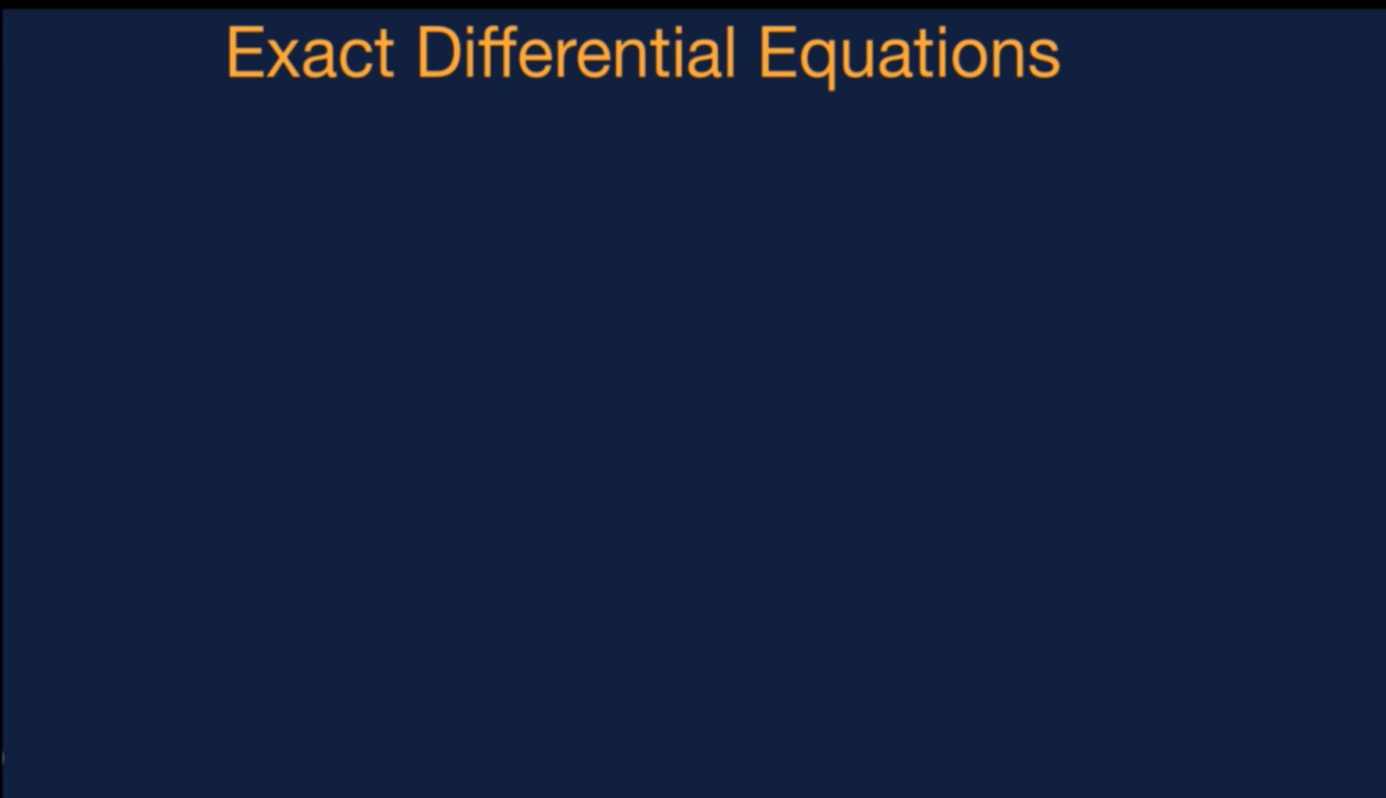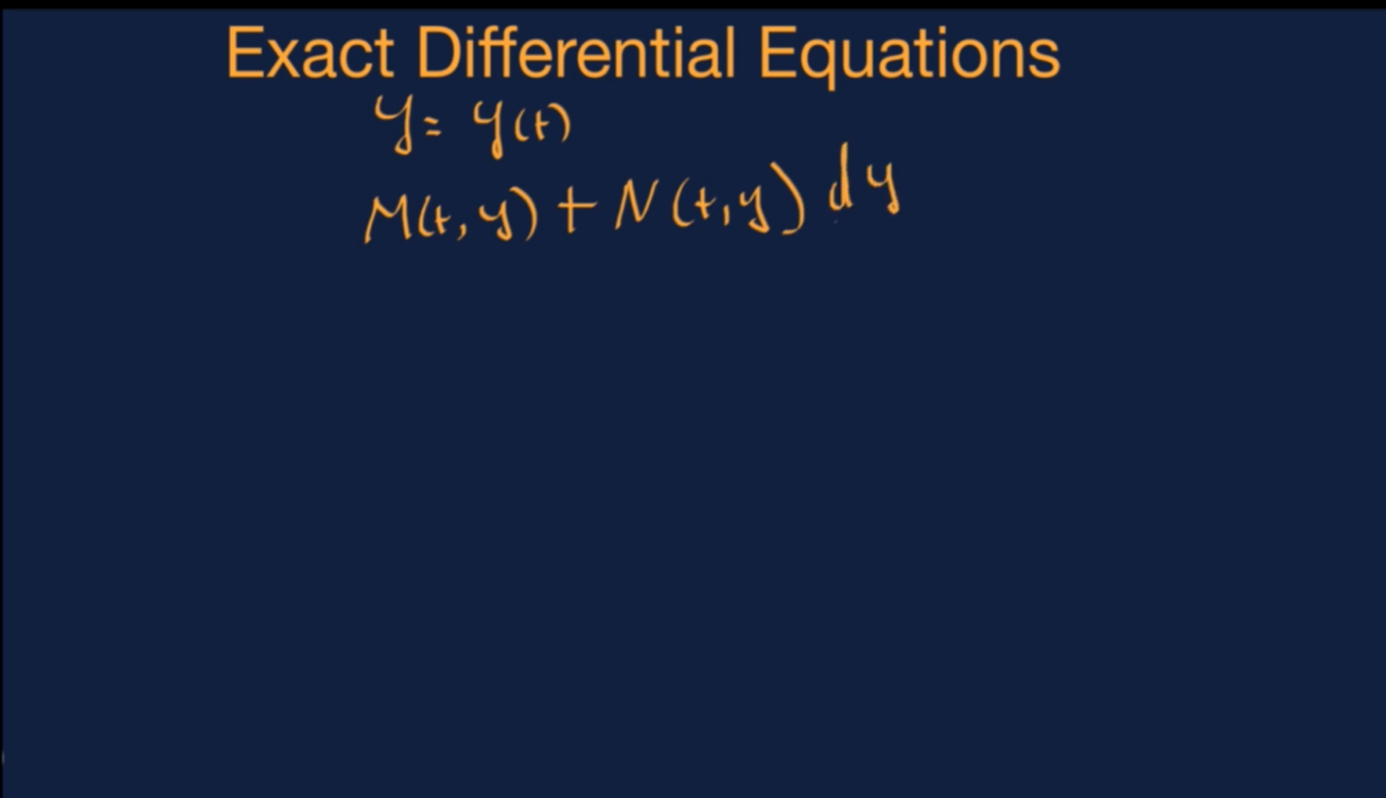Let's say we have a first order differential equation and we're trying to solve for y as a function of t. And if our equation can be expressed as some two variable continuous function of t and y, let's call it m of t and y, plus another continuous function n of t and y times the derivative of y with respect to t, all that is equal to 0.